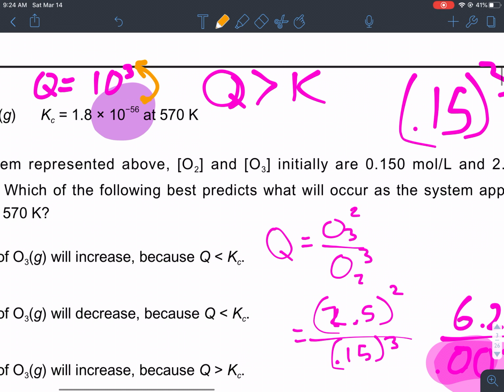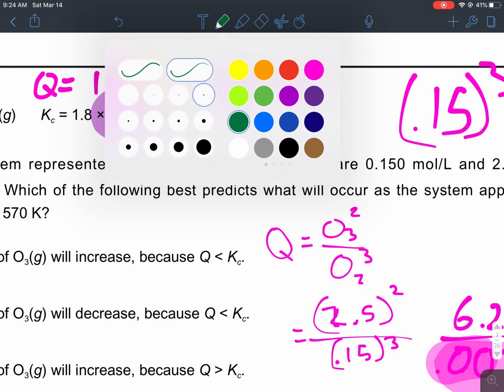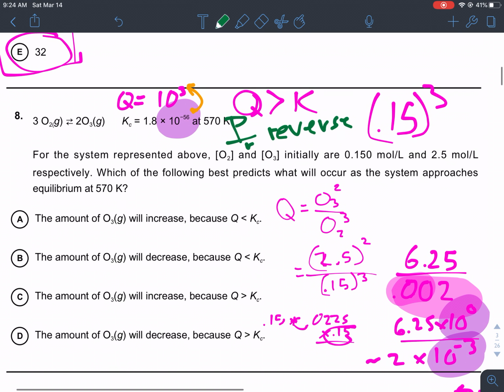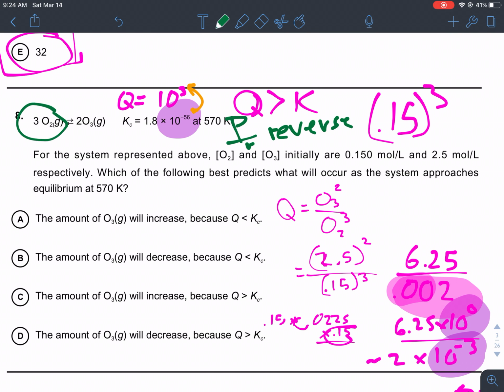If the Q is bigger than the K, that means I have way too much product and very tiny reactant. That means I need more reactant. That means the reaction will go reverse. All right. If the reaction is going to go reverse, I'm going to create more O2. So the amount of O2 will increase, right? The amount of O3 will decrease.